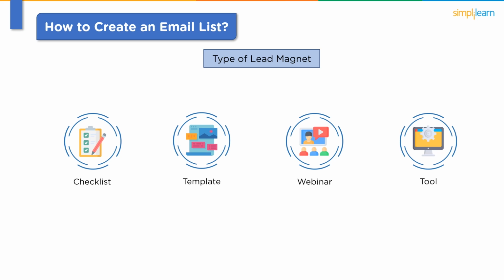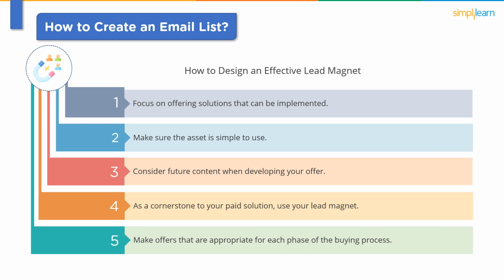Now how do you design an effective lead magnet? Usually it's done by creating a landing page. And on that landing page, you have only one message, and that is the solution that you offer, or the piece of content that you offer. You make sure that the asset is simple to use, and that it helps you in promoting your offer. You can use it as a cornerstone to your paid solution. So maybe you promote a freebie that will lead to a paid solution, and you make offers that are relevant for the phase that the customer is in the buying process.